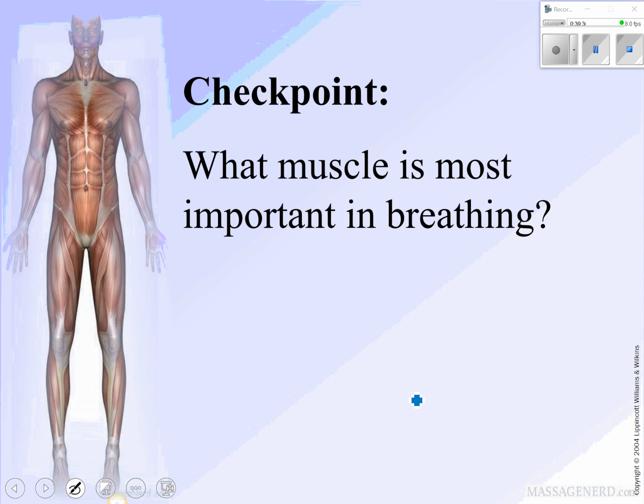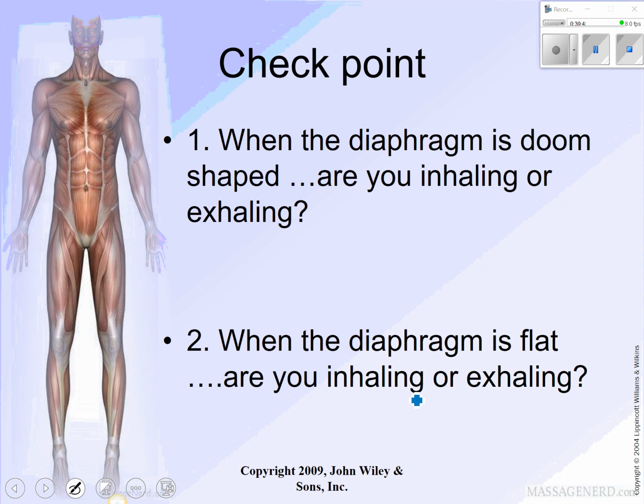What muscle is most important in breathing? That's going to be your diaphragm muscle, because the action of that muscle is going to provide about 75% of your breathing. That's supposed to be not doom, it's supposed to be dome shape. So when a diaphragm is dome-shaped, you are going to be exhaling. When the diaphragm is flat, you're going to be inhaling.